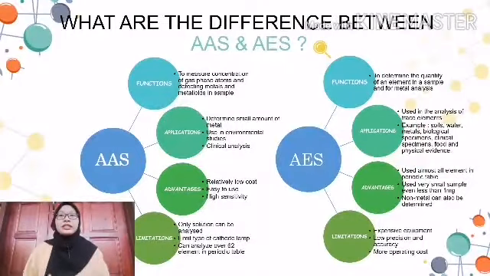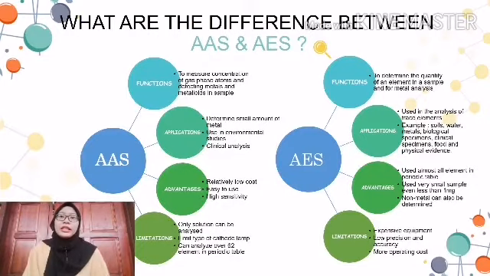Next is the differences between AES and AAS. For function, the AES method uses the intensity of light emitted from a flame, plasma, arc or spark at a particular wavelength to determine the quantity of an element in a sample, and for metal analysis. AAS is used to measure the concentration of gas phase atoms and detect metals and metalloids in the sample by using two types of atomizer, which are flame or graphite furnace.